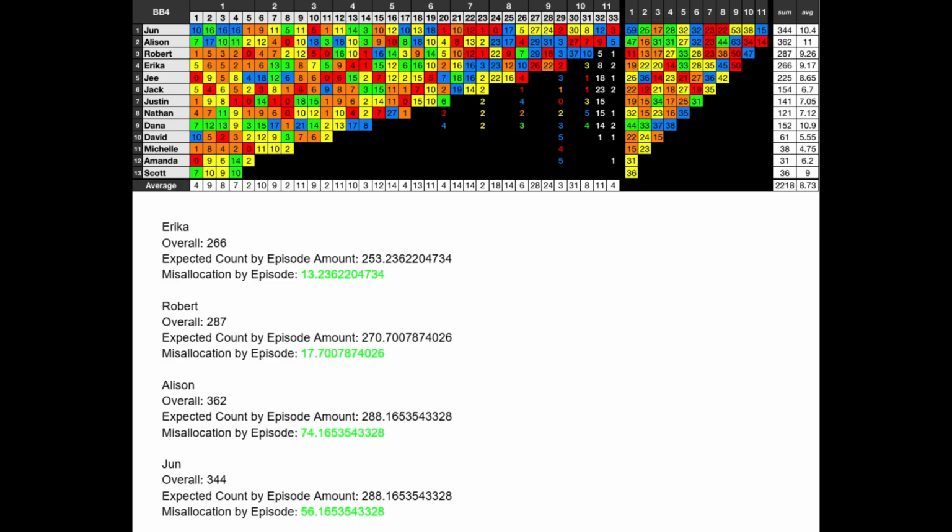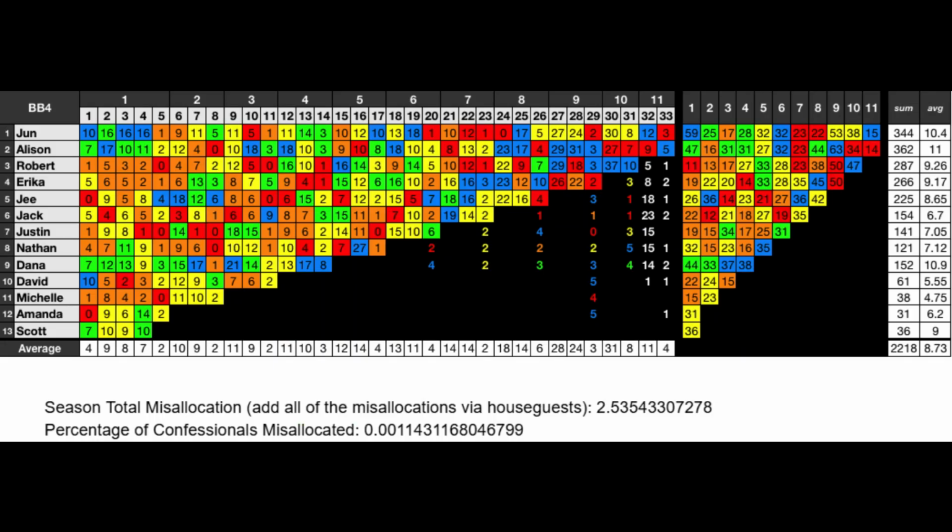So, yeah. Okay, so the season total misallocation for Big Brother 4, based off of me adding all the misallocations via house guest, is 2.53, meaning that the misallocation is only by 2. And obviously, you see the percentage of confessionals being very low, meaning that despite Allison and June having a bit too much, Dana as well, and some of the earlier boots not having as much, the imbalance is in general very small. And we will see that once we look into other seasons.